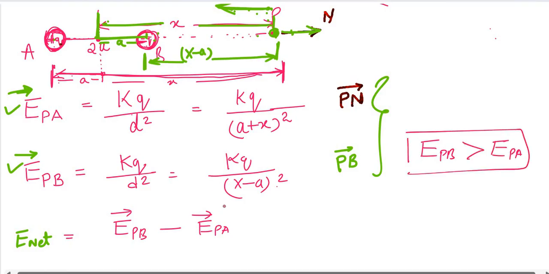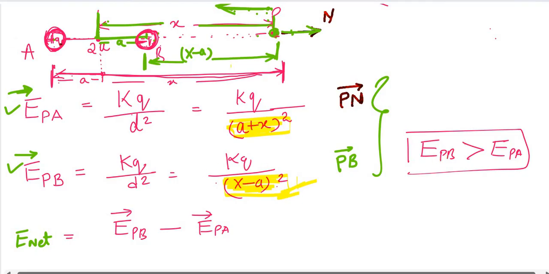Can you tell me why this is higher? Because charge B is closer to P. The effect of B will be higher at point P. The second reason is, if you notice the denominators, this one has a smaller value. If the denominator is smaller, then definitely the quantity will be bigger.